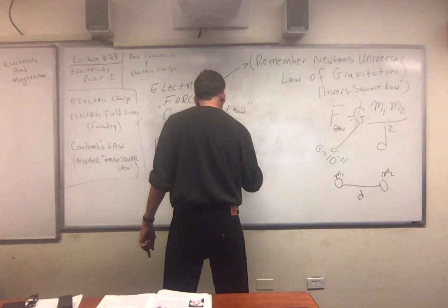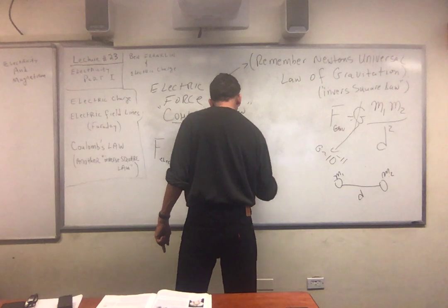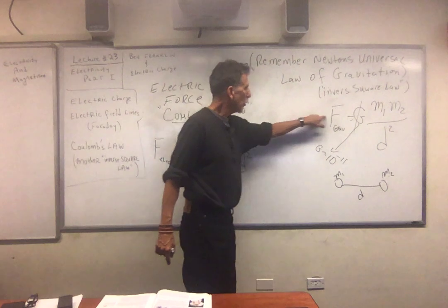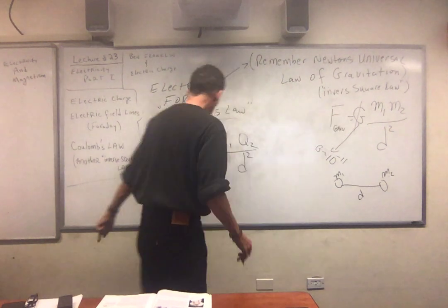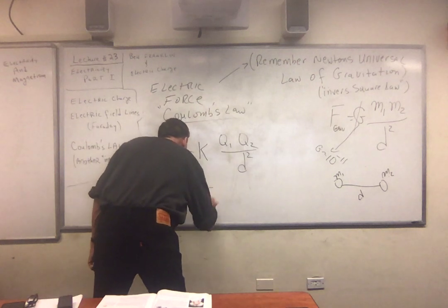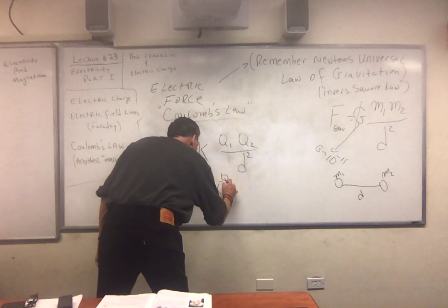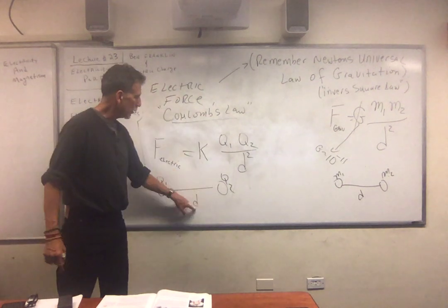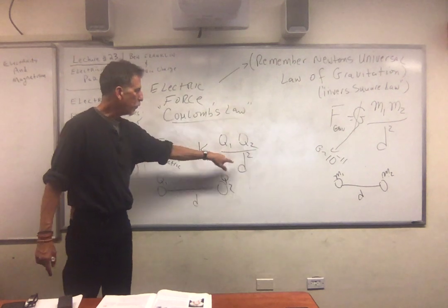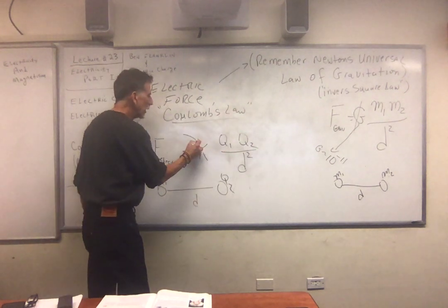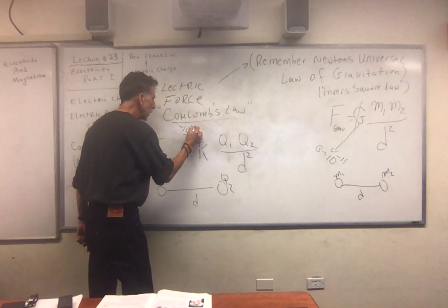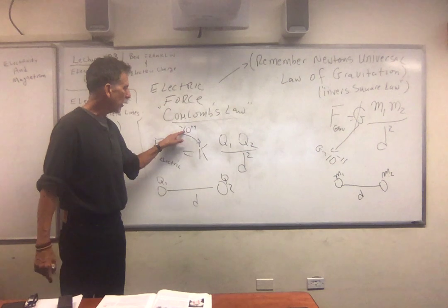Now I'm going to write Q1, Q2 over the distance squared. Does everybody see the analogy with Newton's universal law of gravity? Okay, so here, instead of M1, I'll put Q1. Here I'll put D, and here I'll put Q2. Q1, Q2, D squared. Same form. Here, this electric constant is on the order of 10 to the plus 9.